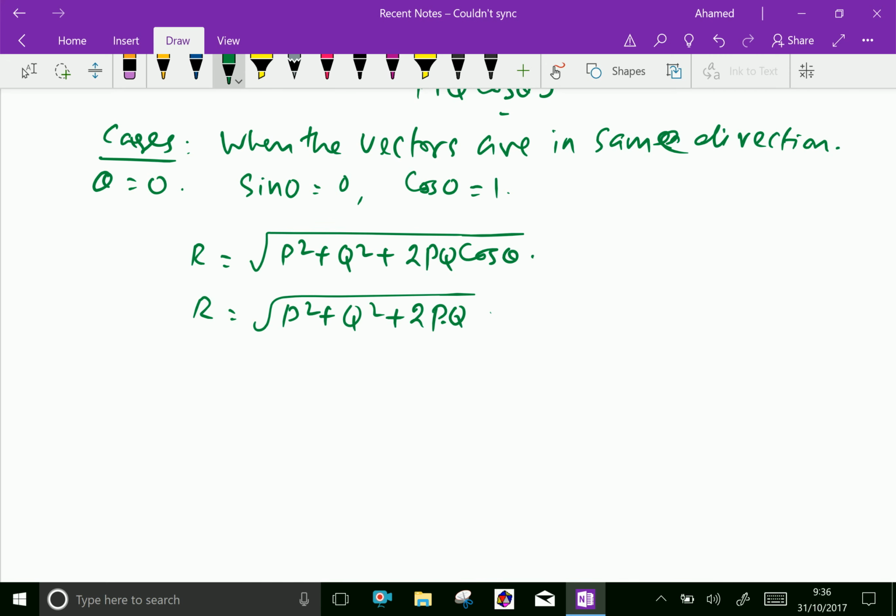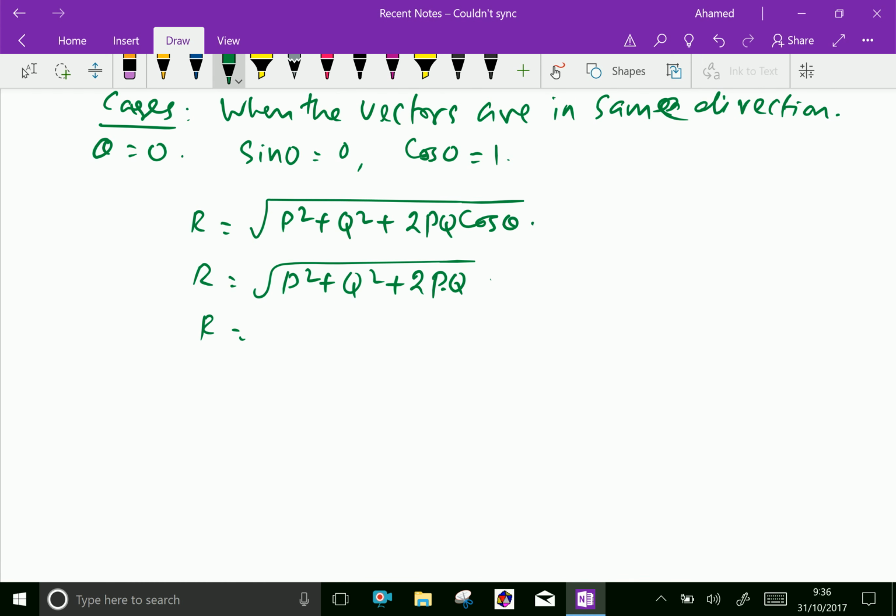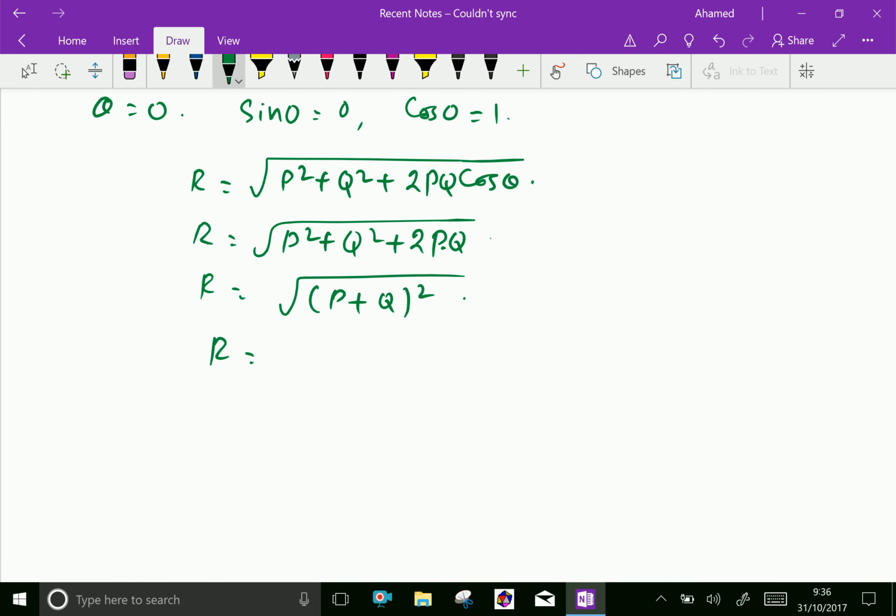Thus, the resultant vector acts in the same direction as the individual vectors and is equal to the sum of the magnitudes of the two vectors. After that, we can simplify: square root of P plus Q whole square is only P plus Q, meaning the resultant vector is the addition of the two vectors.